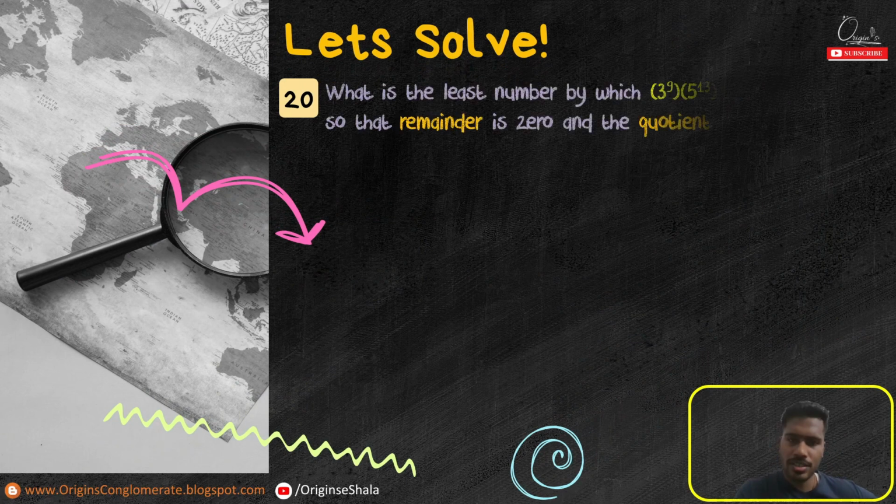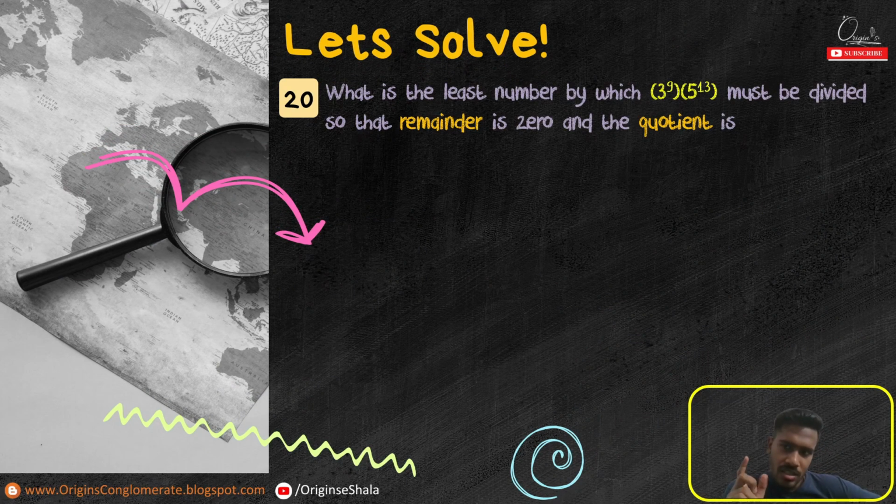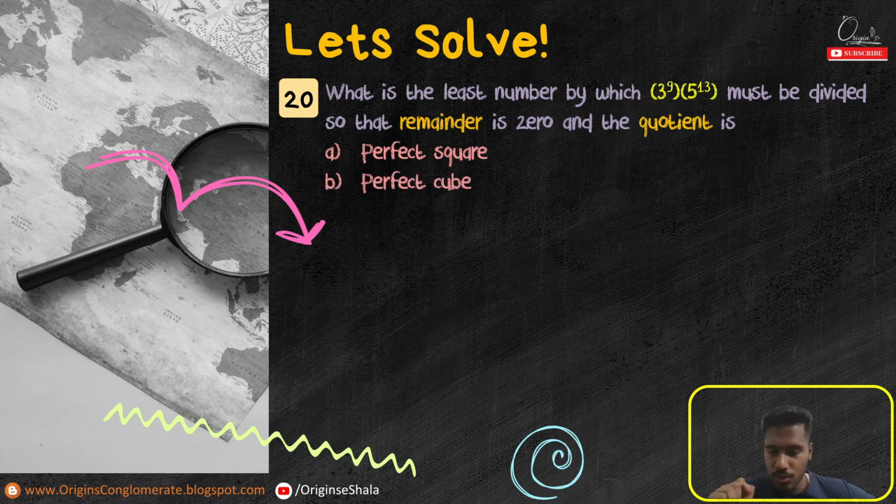Let's solve another set. What is the least number by which this number must be divided so the remainder is 0, and the quotient is a perfect square or a perfect cube. Now you have to be quite familiar with quotient, remainder, divisor and dividend to solve this. I'm sure you can find it on Google. At least that's the bare minimum you should do.